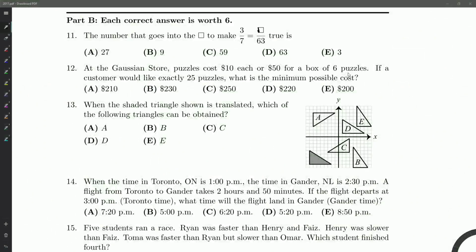We're looking in this video at question number 13 on our grade 7 Gauss paper. When the shaded triangle, this one down here, is translated, which of the following triangles can be obtained? Now they're specifically saying translated, and we need to know what that means.